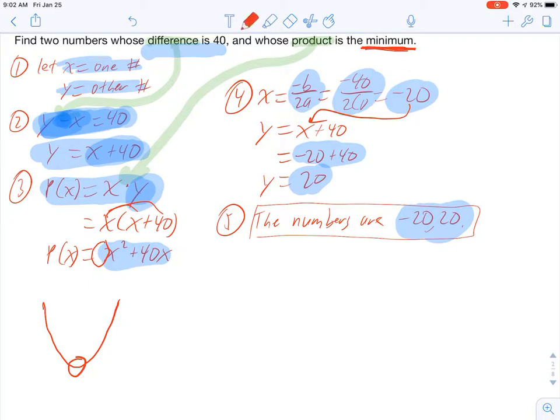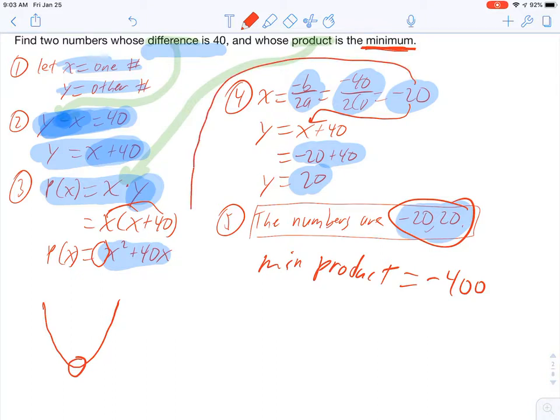And so if I had asked you for the product, which I will sometimes, it's the min product. I didn't talk about this in the last problem, but sometimes I'll also ask for not just the numbers, but what the actual minimum or maximum product is. And so the minimum product is simply the product of those two, which would be negative 400. You can just multiply the two numbers together, or you could take your x value and plug it back into your original function in standard form. Probably easier to just multiply the two numbers together.